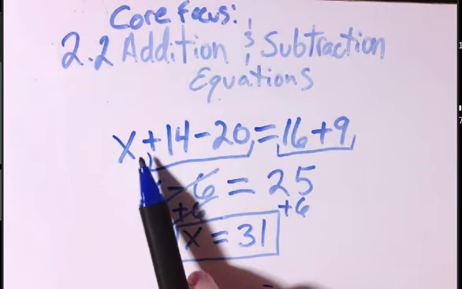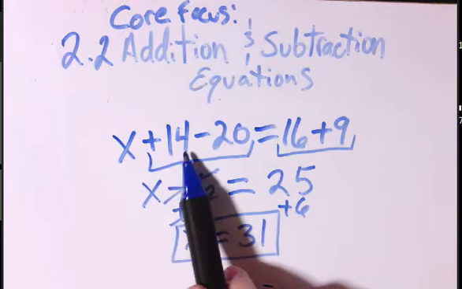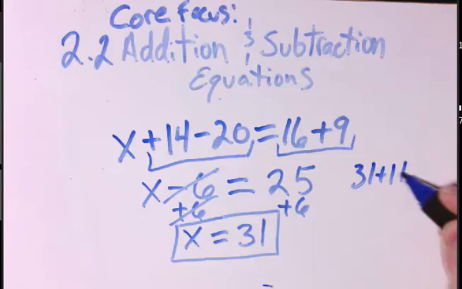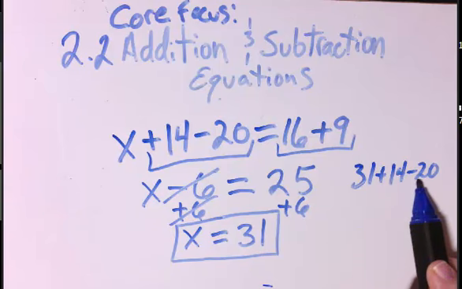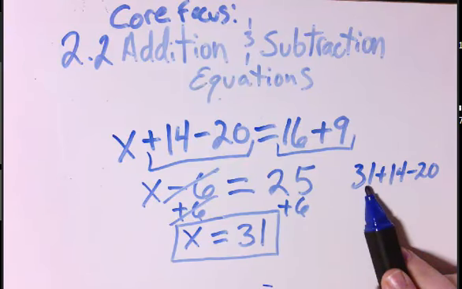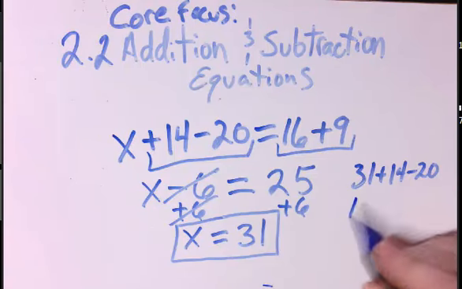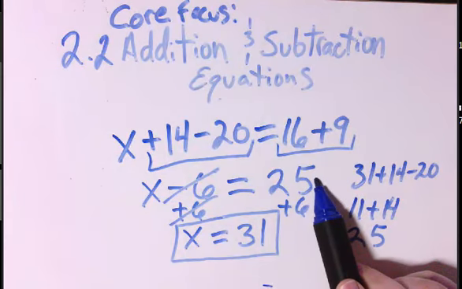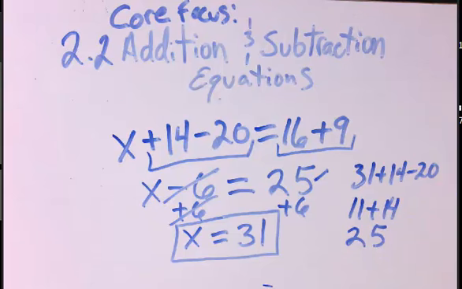So let's work through this side. We have 31 plus 14. If I write that over here, 31 plus 14 minus 20. Really quick here, I can go 20 and 30. If I subtract 20 from 31, that's going to give me 11. And then 11 plus 14 is going to give me 25. Then if we look here, we did this already, so we see here that 16 plus 9 is equal to 25. So that is correct.